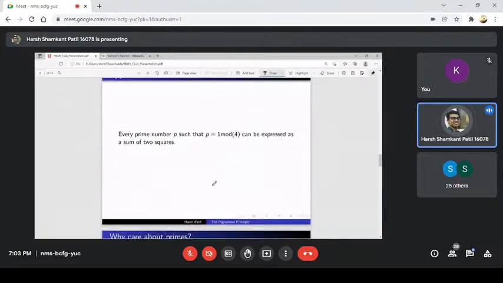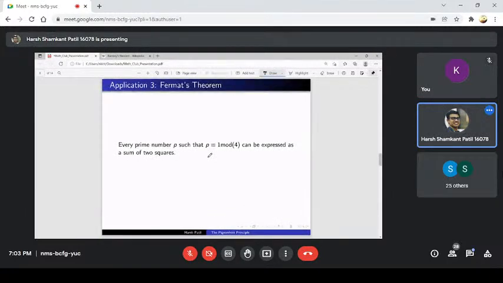Okay, so the last application is for Fermat's theorem, which says that every prime number p which is congruent to 1 modulo 4 can be expressed as a sum of two squares. I don't know if you are familiar with modular arithmetic, but what I mean by 1 modulo 4 is that 4 divides p minus 1.